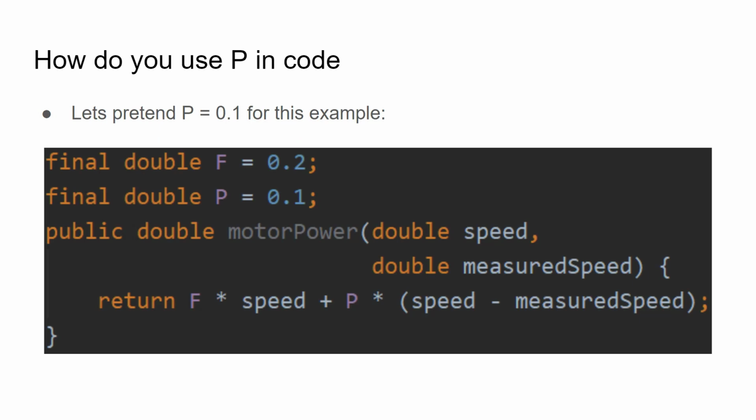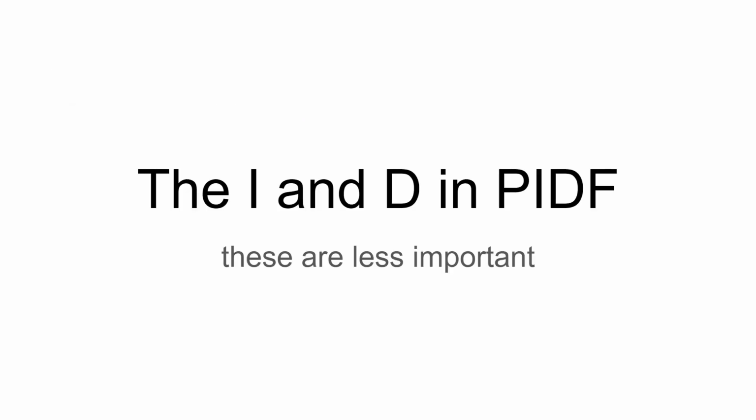All right, and how would you use this in code? Also not too bad. We're going to have another constant p, which is equal to 0.1, and now our formula has been slightly changed. So not only do we need to know the speed we want to go at, we also need to know the speed that's been measured from our motor, right? And you're doing this every single tick. You're getting a new measured speed, and you're using that to update what your motor power should be. So we have our same F times speed term from before, but now we're also adding P times (speed minus measured speed). Fantastic.